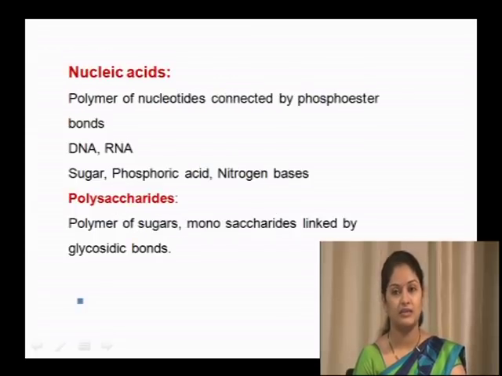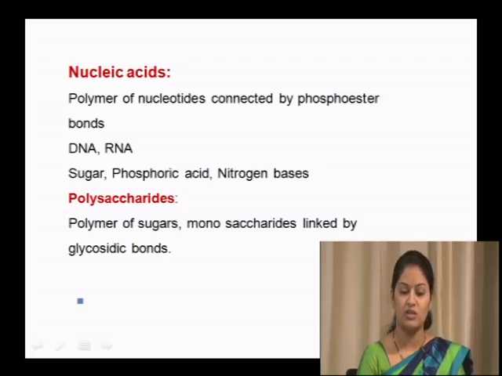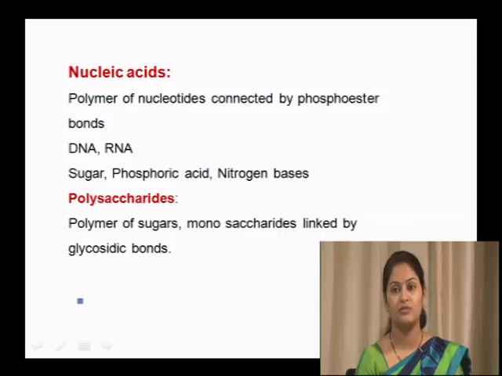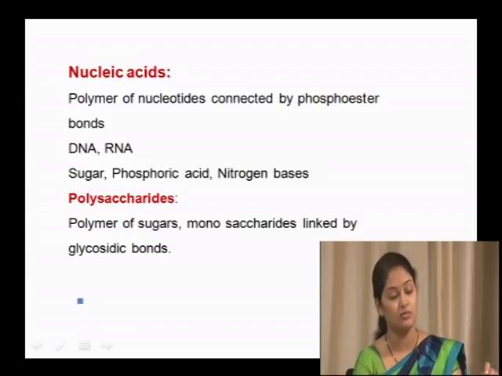The next polymer is nucleic acid, which we consider as the genetic material, and these are polymers of nucleotides which are connected by phosphoester bonds. So, the types of nucleic acids are DNA and RNA, and all the kinds of nucleic acids are made up of sugar, phosphoric acid and nitrogen bases. The last category of biomacromolecules are polysaccharides. Polysaccharides are the polymers of sugars. They contain monosaccharides which are linked by glycosidic bonds.